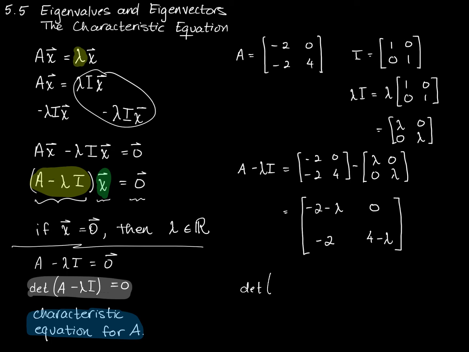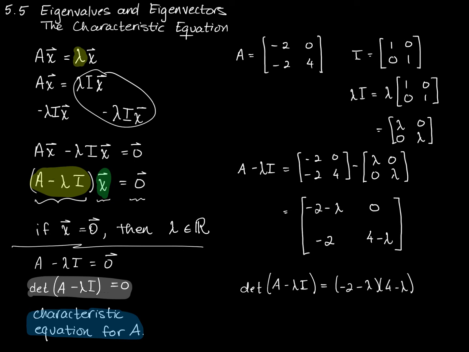And what I want to do now is take the determinant of that. The determinant of A minus lambda I is the product of these two entries here. I'll just write it out: negative 2 minus lambda times 4 minus lambda, minus the product of these two entries. In this case, we have a 0 here, so we're left with minus 0. I'm not even going to write the minus. Let's get rid of that.